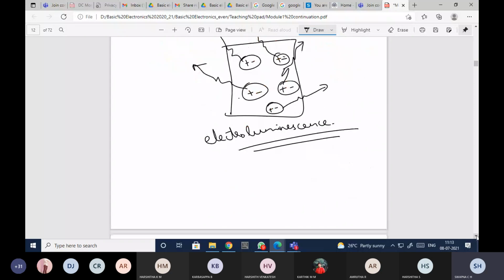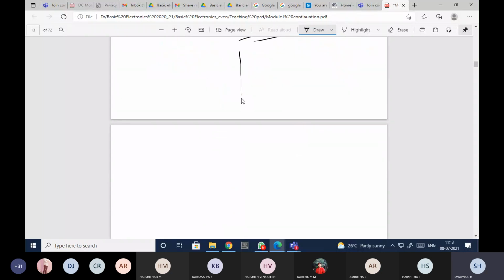So let me give you the characteristics. As I've already mentioned, it works when it is forward biased, with VF and IF. Here, what is the principle? It will emit different lights. It may emit IR light, red, yellow, green, blue; different types of LEDs are available. So based on the material used, the lights will be illuminated.